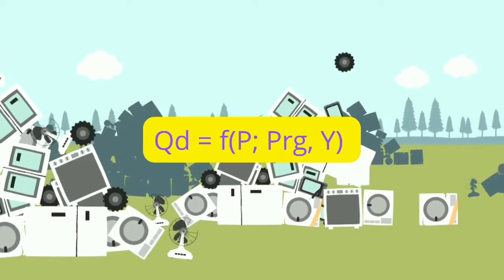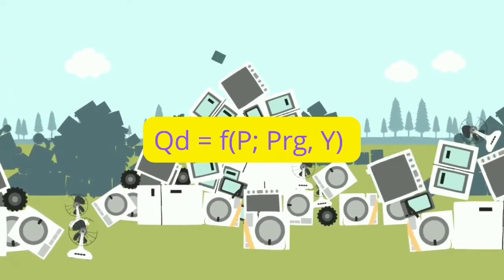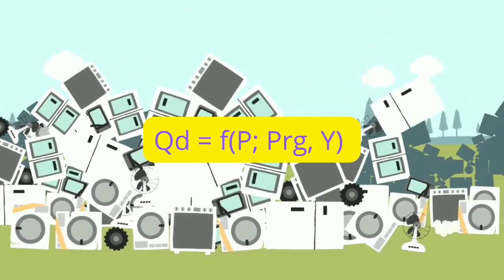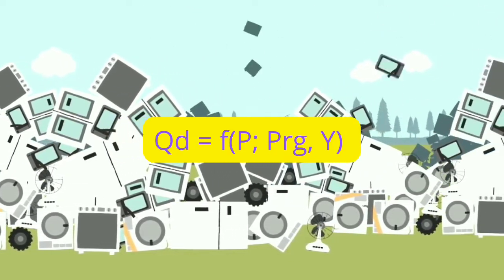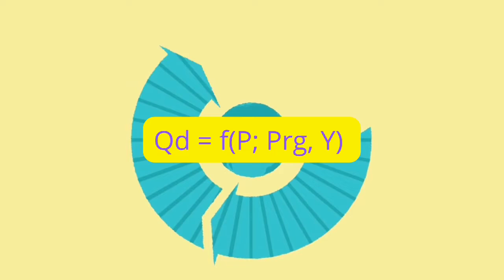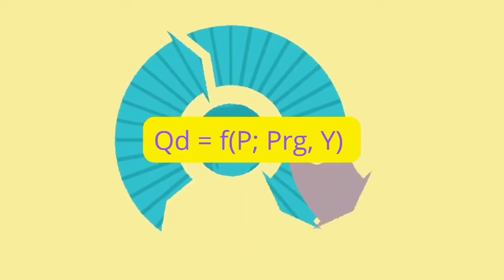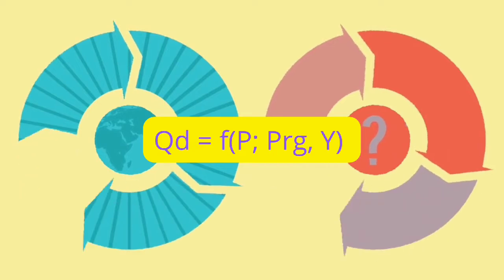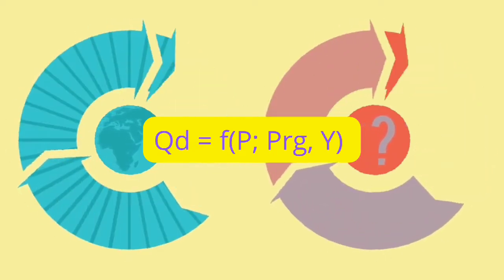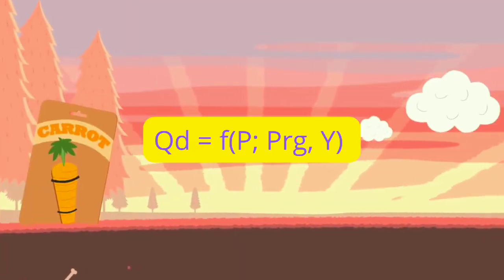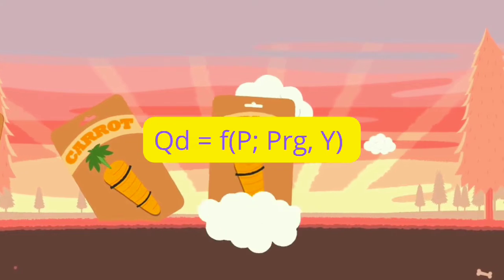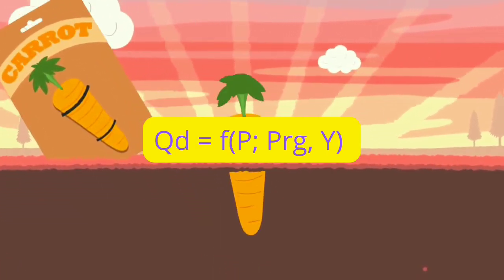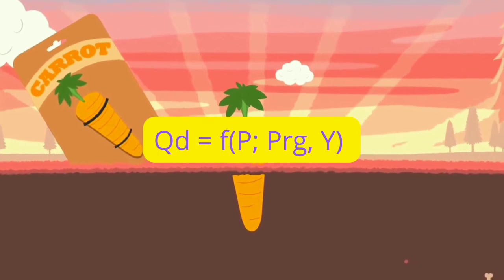In the equation, QD is the quantity of the good demanded, P is the price of the good, PRG is the price of a related good, and Y is income. The function on the right side of the equation is called the demand function. The semicolon in the list of arguments in the demand function means that the variables to the right are being held constant as one plots the demand curve.